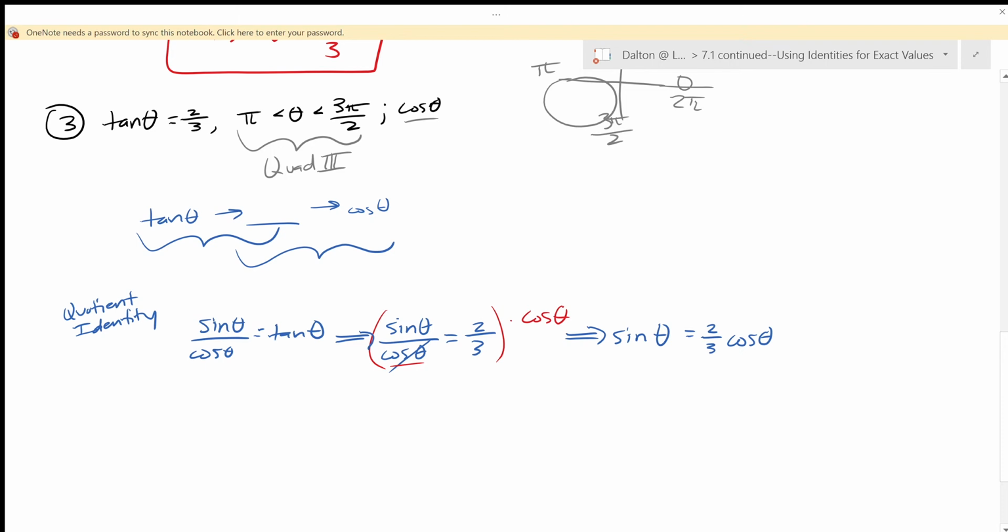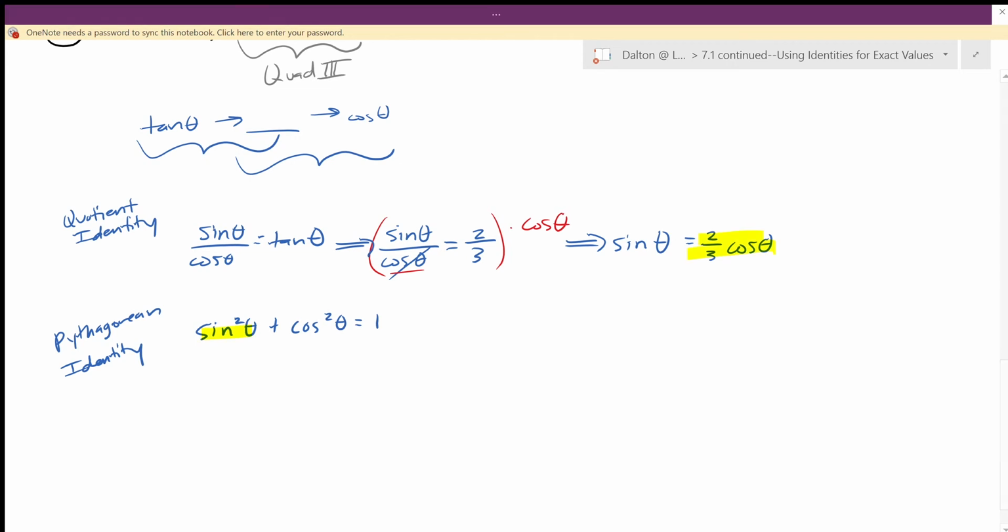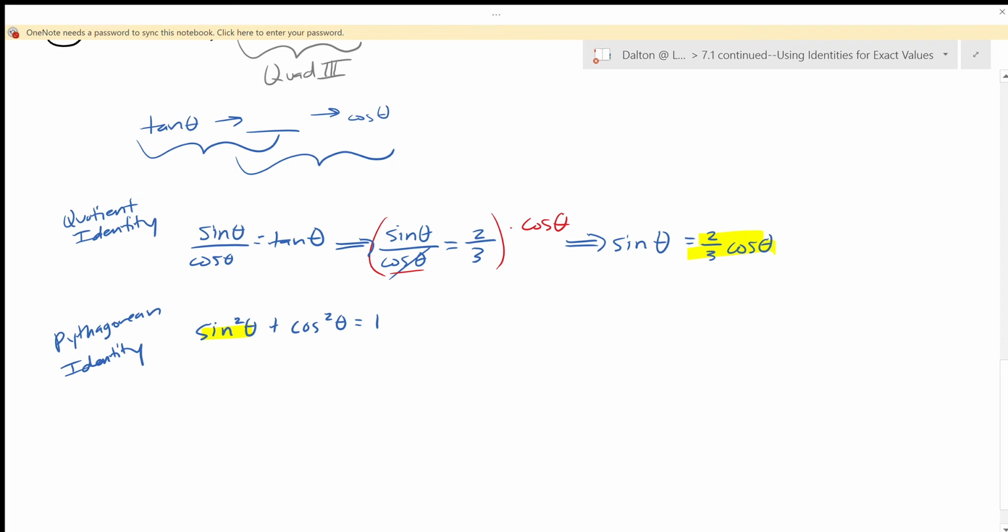Okay, next, I'm going to use one of the Pythagorean identities, which is going to relate sine to cosine only. So then I can use sine squared theta plus cosine squared theta is equal to 1. What will happen here is, instead of sine, I'm going to use what we plugged in into this spot. So that's going to be, in parentheses, 2/3 times the cosine of theta, squared, plus cosine squared theta equals 1.